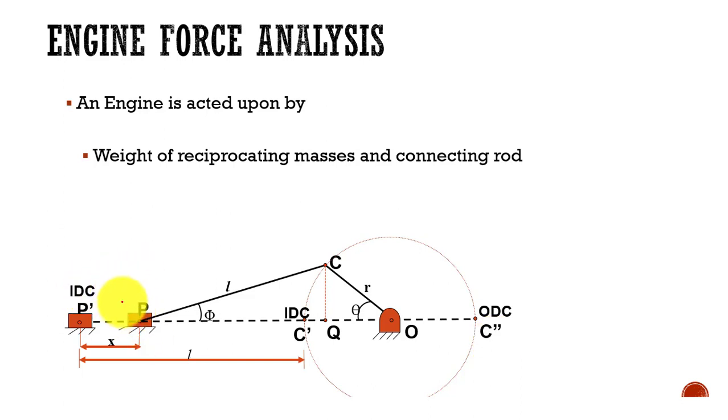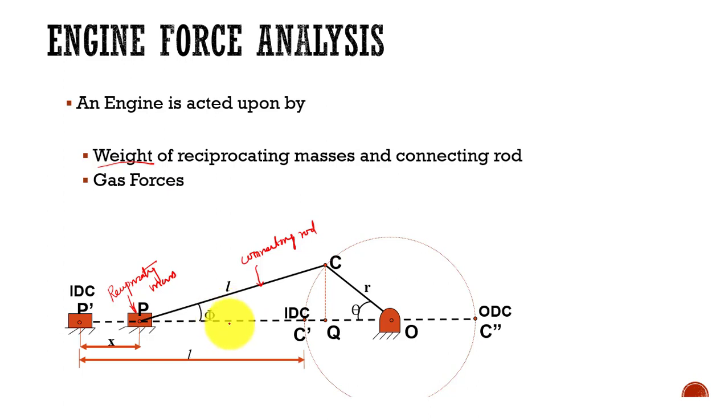The piston is the reciprocating mass, so it has certain mass. Similarly, the connecting rod which is oscillating also has certain mass. So the connecting rod and the piston which is reciprocating have certain masses, and due to that they have certain weight. So weight is acting in the engine: the weight of the reciprocating masses and connecting rod.